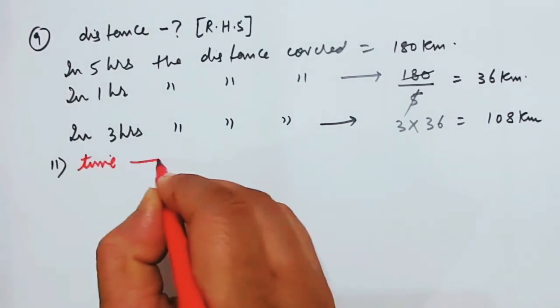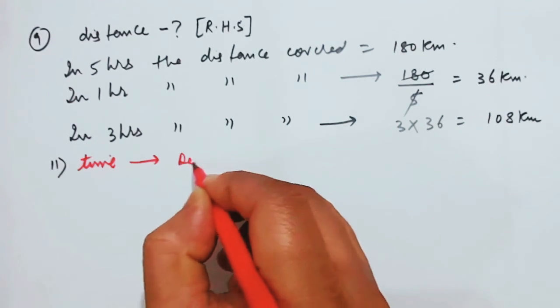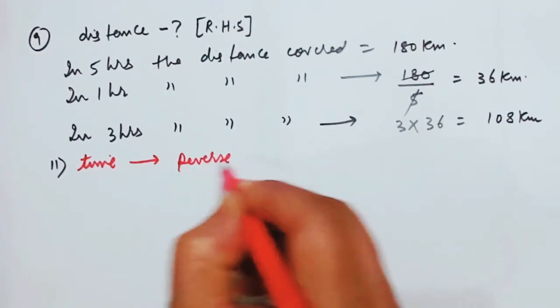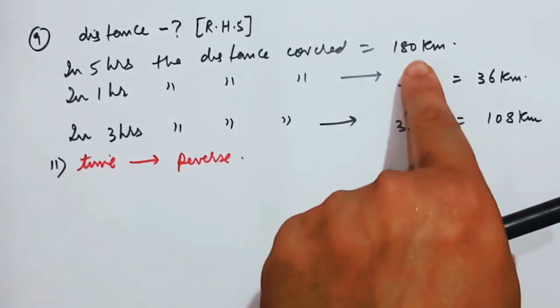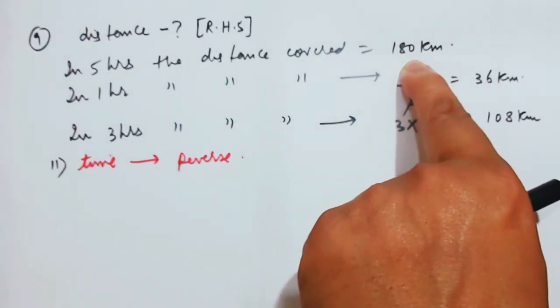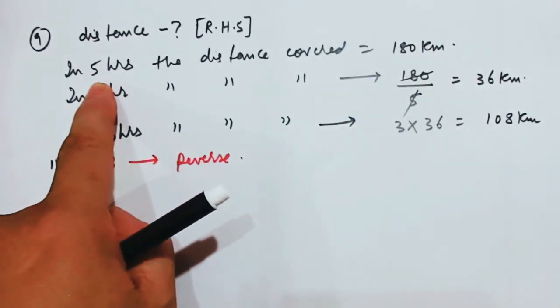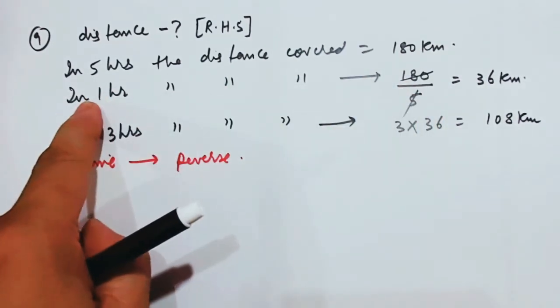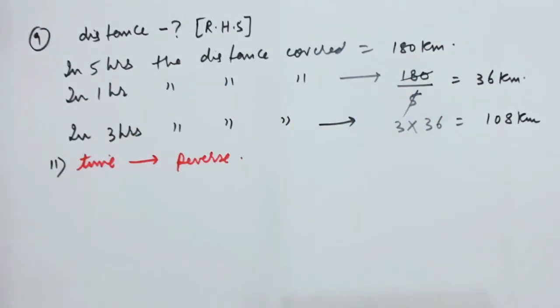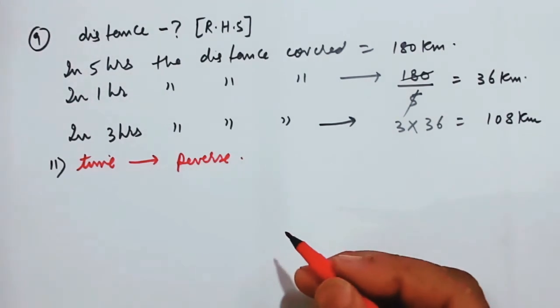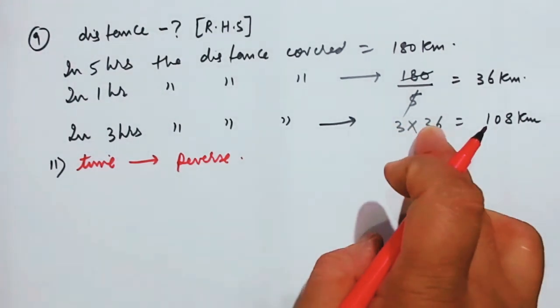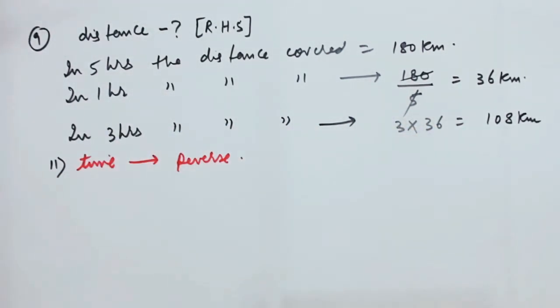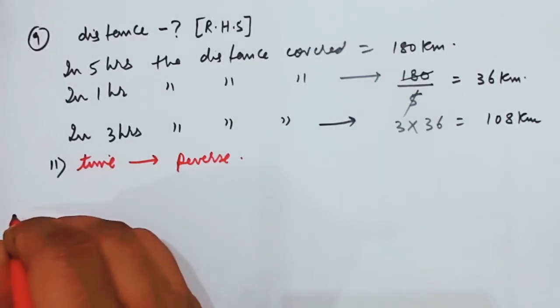So you will have to go in the reverse manner. You will start like this. For 180 kilometers, time taken is 5 hours. So for 1 kilometer, time taken will be so much, and for 54 kilometers, the time taken will be so and so. You will multiply it. Okay, so no need to do that.